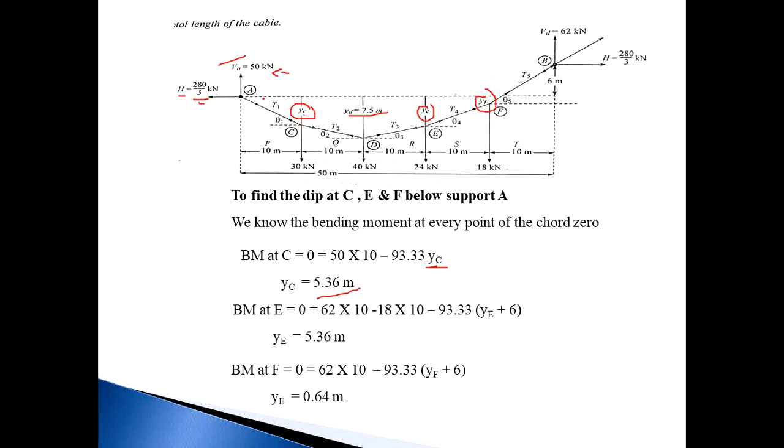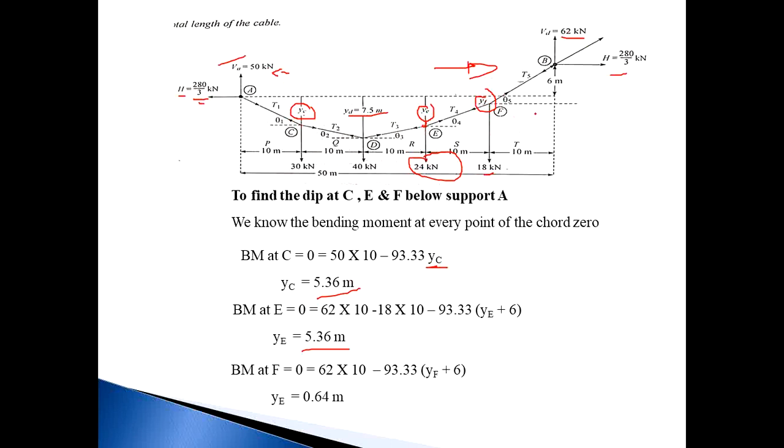Means from A point or A support level, the C point is deep at a distance of 5.36 meter. Then next, I want to find out distance YE. So I take bending moment at E. The forces on the right side are one, that is 18 kilonewton, second is H and third is VB. There is no moment for 24 kilonewton because the line of action of that 24 kilonewton passes through E point.